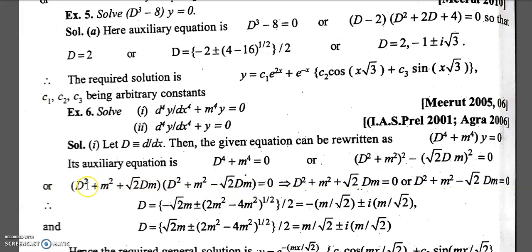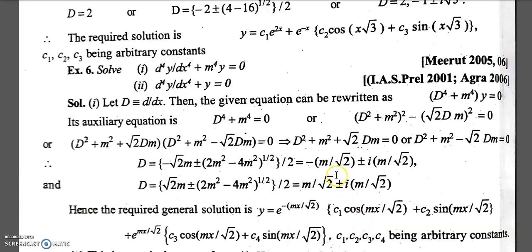Okay, so these are quadratic equations: D^2 + √2 mD + m^2. Now what is its solution? D = (-b ± √(b^2 - 4ac))/2a. You just do it. By this way you get these two roots, and from the second factor you get these two roots. Okay, right? Now how do you write the general solution? Here there are two pairs of roots.